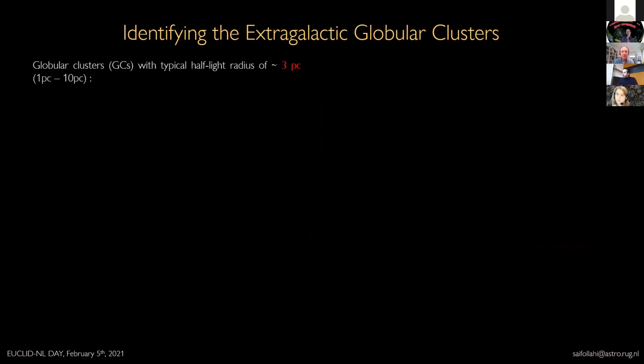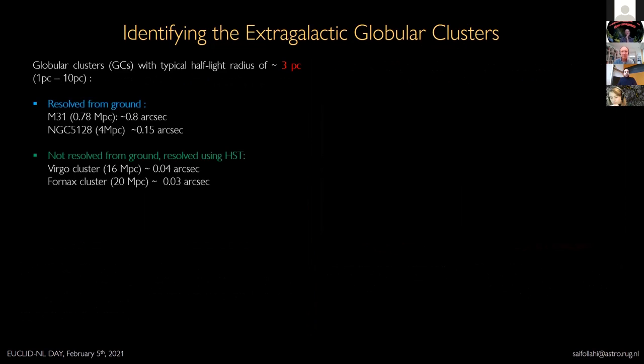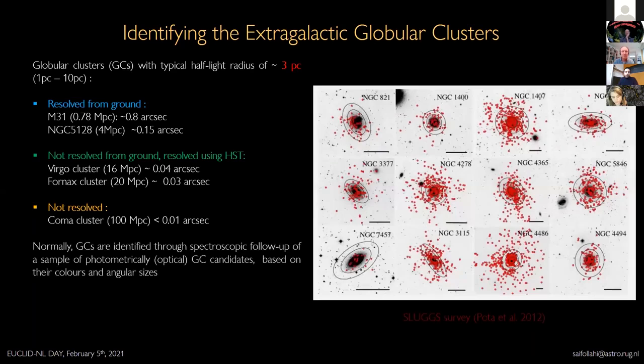Okay, from now I'm going to talk about finding these objects. So globular clusters, let's say, have a typical half-light radius of 3 parsecs, which means at different distances they have different angular sizes. In the Local Group and within a few megaparsecs, you can resolve them from ground-based observations. But when you go further, for example in the Virgo and Fornax clusters, they are not really resolved from the ground, and in ideal cases you can resolve them with HST. Further than that, for example in Coma at 100 megaparsecs, they're not even resolved. But still, you can do things. For example, you can separate them from background objects.